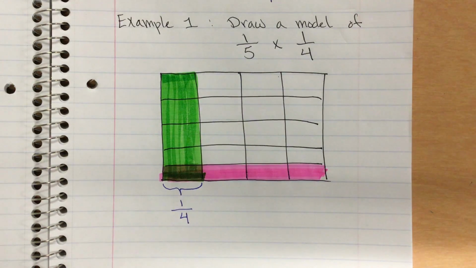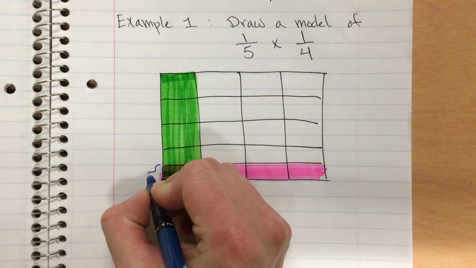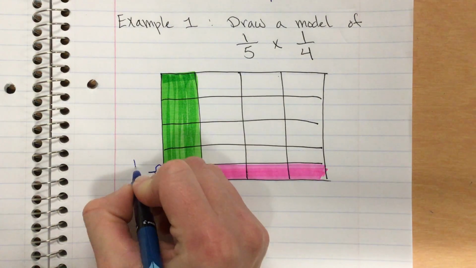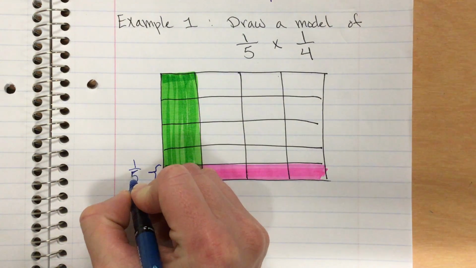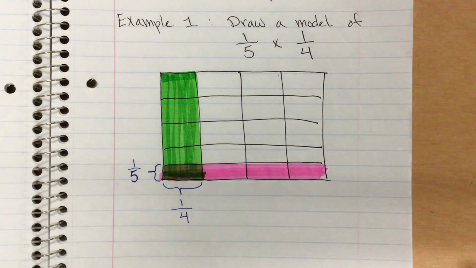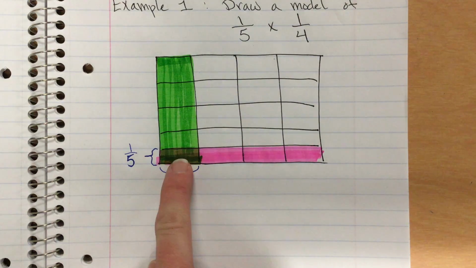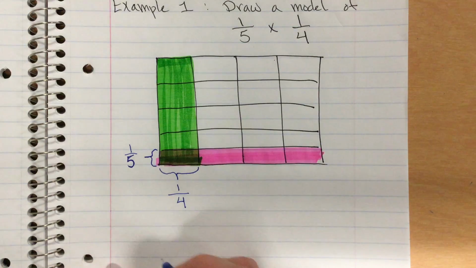So here's my square that represents my 1/4, and here is my square that represents my 1/5. Well, where do they overlap? Or how many squares do we have overlapping? When I shaded them, how many squares do I have shaded with both colors? Well, we can see we only have 1.